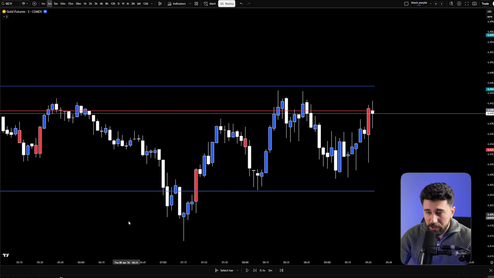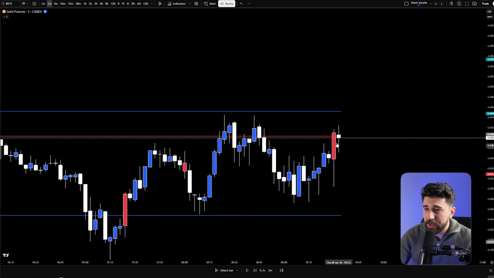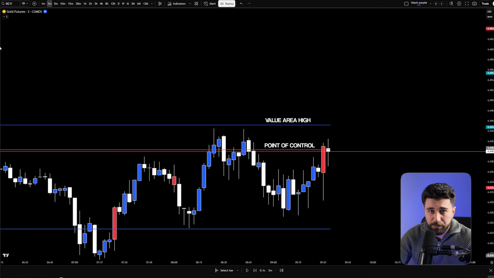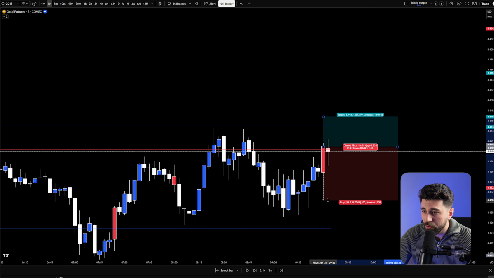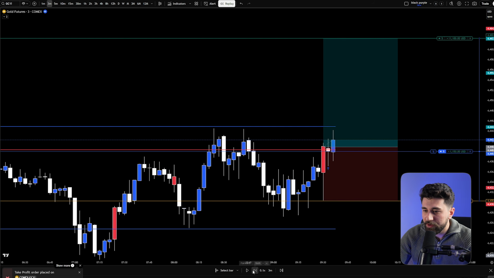We already had a reaction from the value area low, and right here I have my entry confirmation, now closing above the point of control. So that's a perfect entry confirmation for me. So I'm gonna go ahead and take a long right here and target a 1 to 2 risk reward ratio. So let's see, I'm in this trade now with 5 minis.